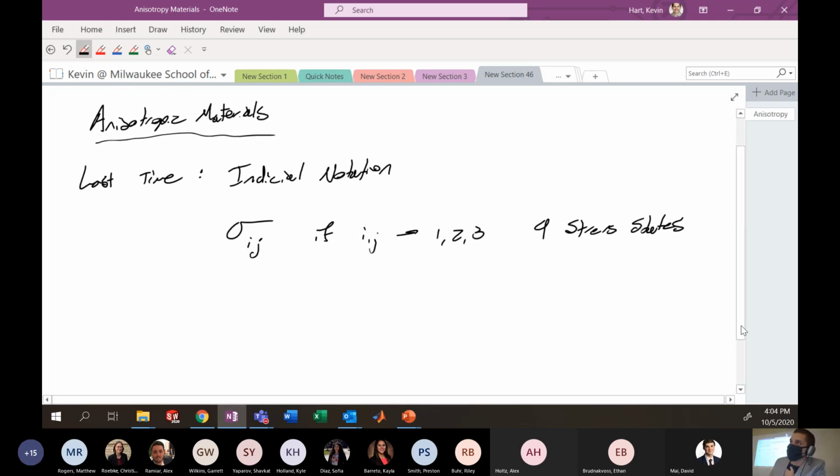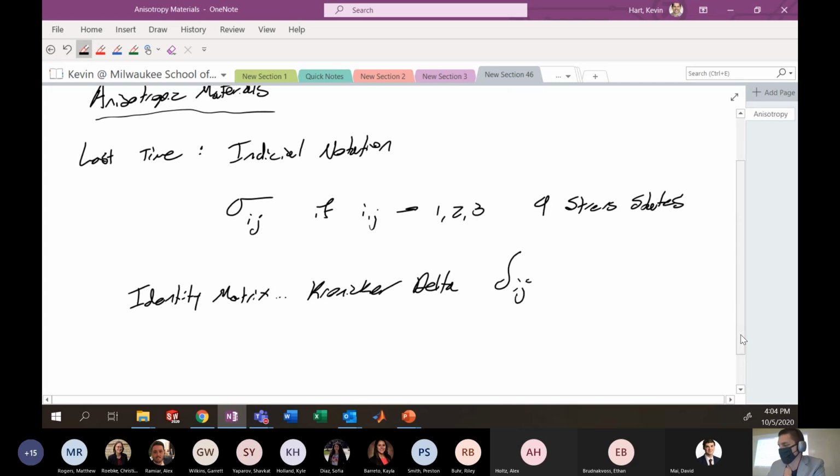We said that we could also describe general things like the identity matrix, which we called the Kronecker delta, as delta ij. Then you could do some tricky little things to actually represent Hooke's law using this indicial notation.